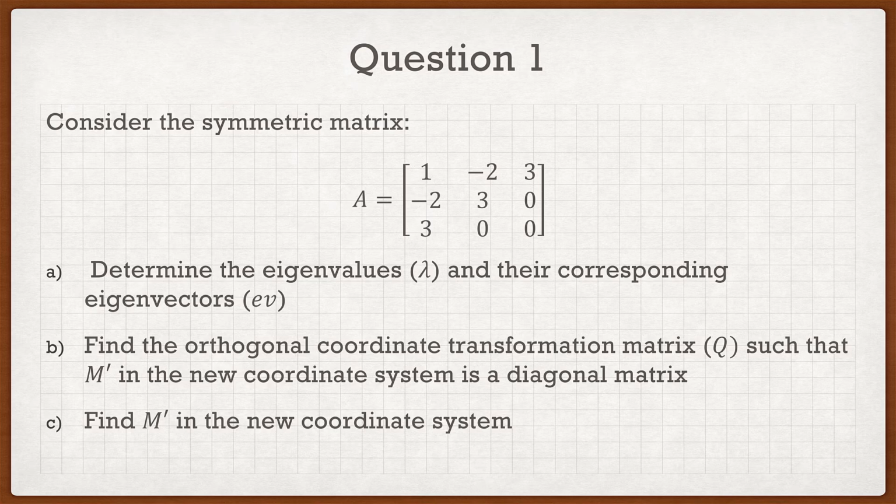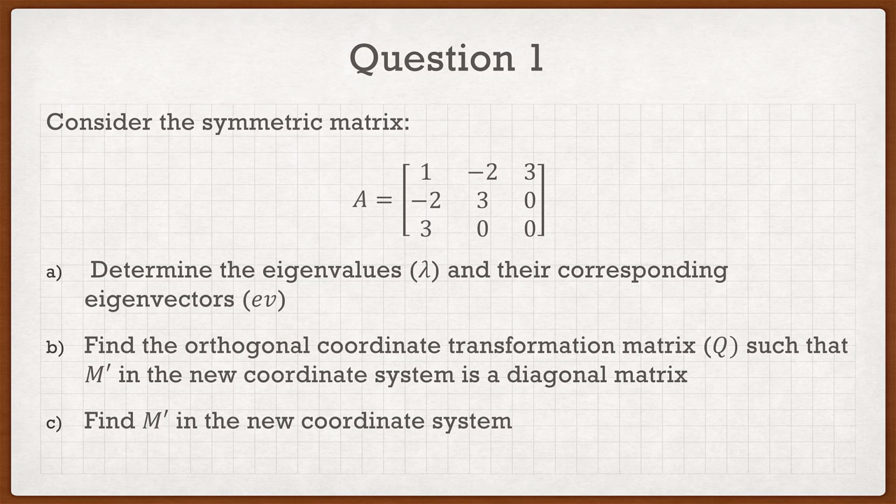So part B says find an orthogonal coordinate transformation matrix Q such that M prime in the new coordinate system is a diagonal matrix. And, oh, Clayton, well, this is a bit new. You lost me. I remember the coordinate transformation matrix Q. I remember that we can find M prime using Q. But what is a diagonal matrix? Well, that means that the diagonal components of this M prime are going to be non-zero values, or some of them could be 0 values, but the rest are 0 values.